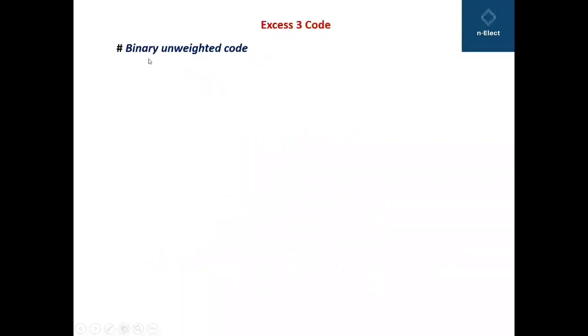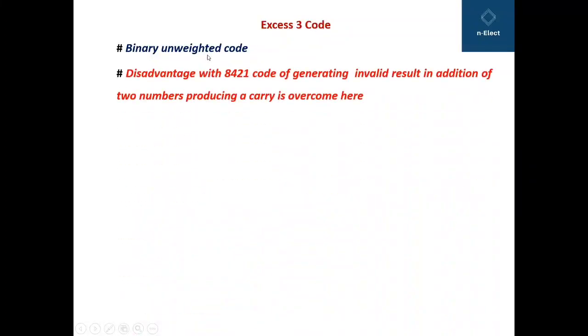XS3 code is a binary unweighted code. It's binary because it uses 0 and 1, and it is unweighted because it is not using positional weights as we used to do in 8421 code. The disadvantage of 8421 code, generating an invalid result in the addition of two numbers which produces a carry, is overcome here in XS3 code.